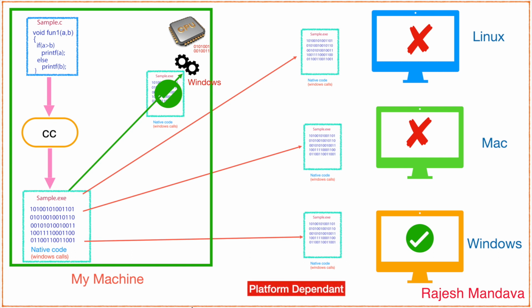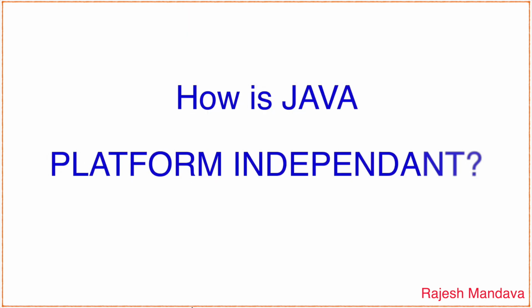This is where we can call it platform dependent. So when you consider C or C++, these are platform dependent programming languages. This is the limitation for C or C++ programming languages. Now let us understand how Java is platform independent.